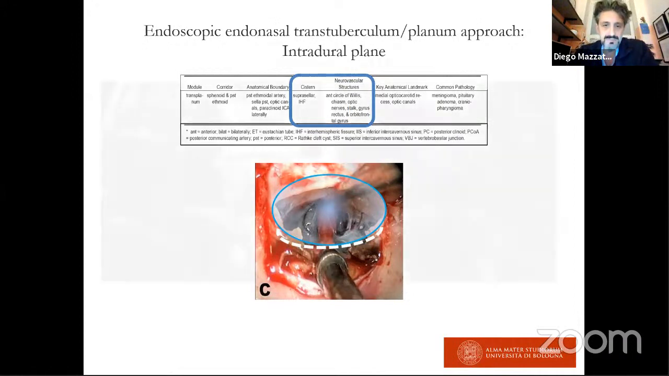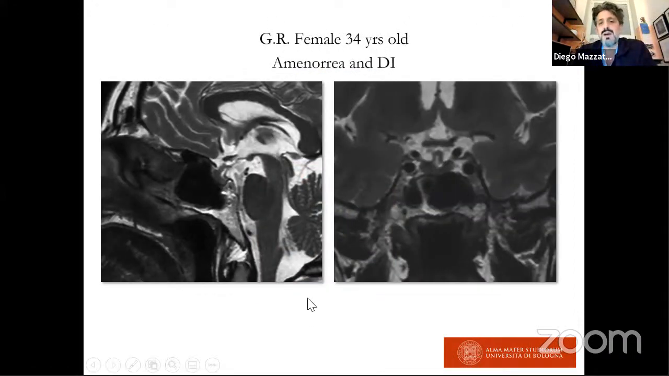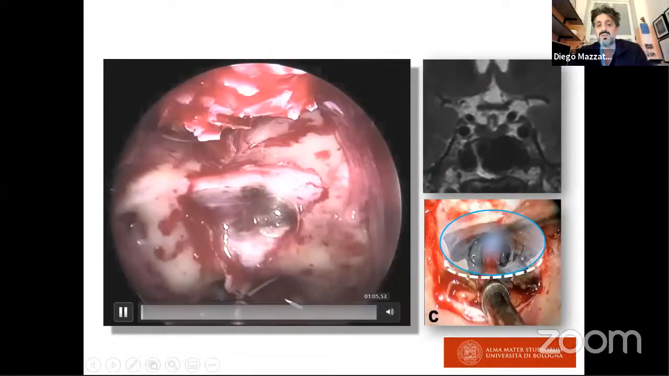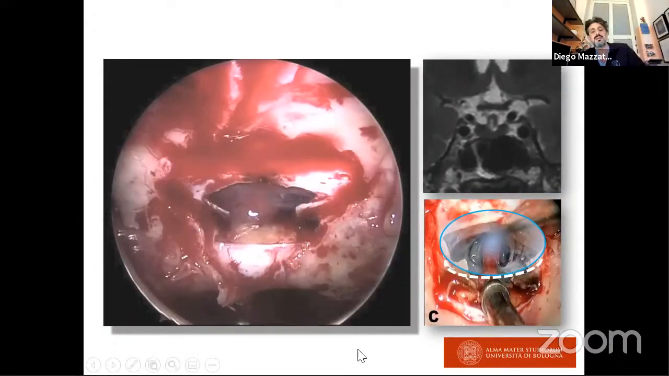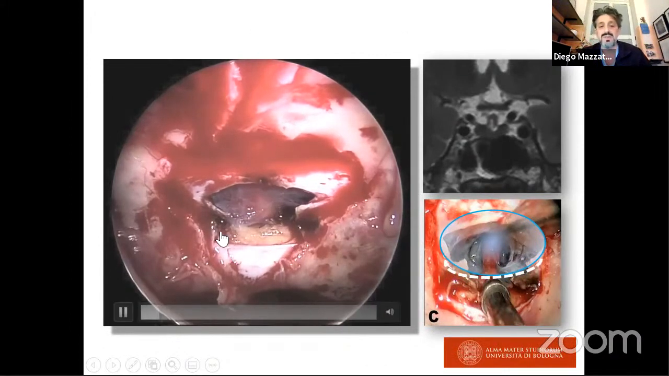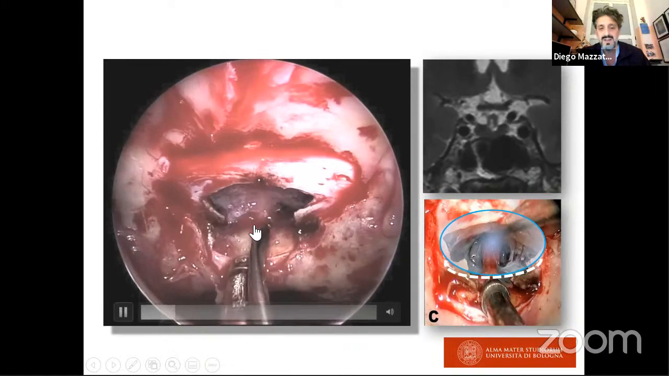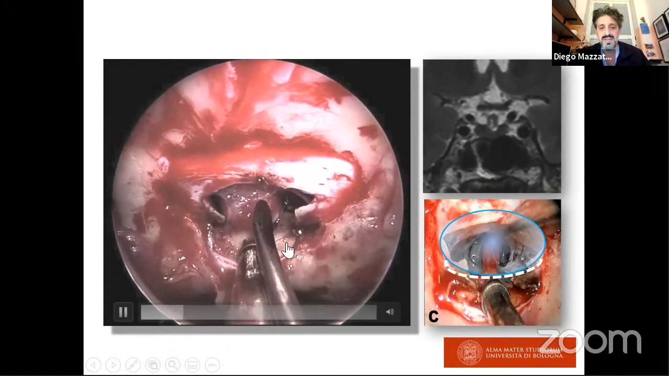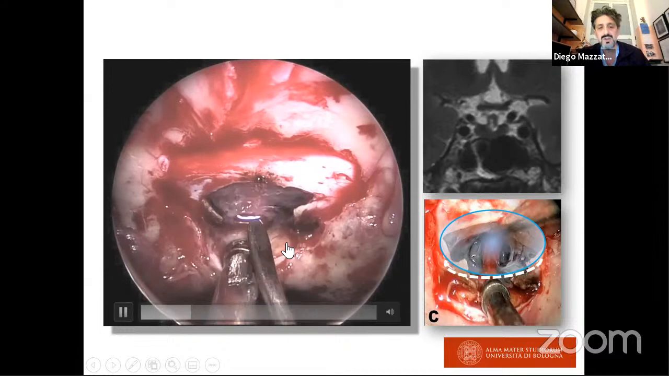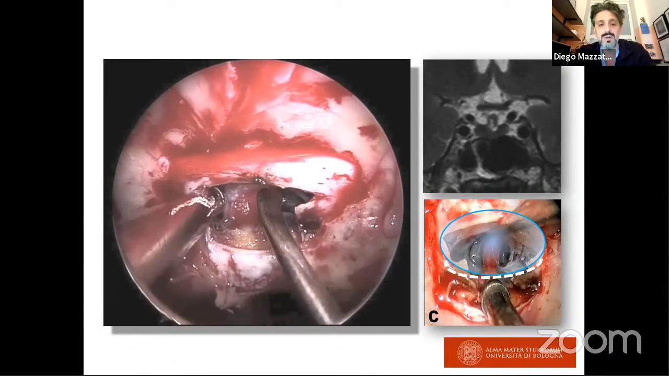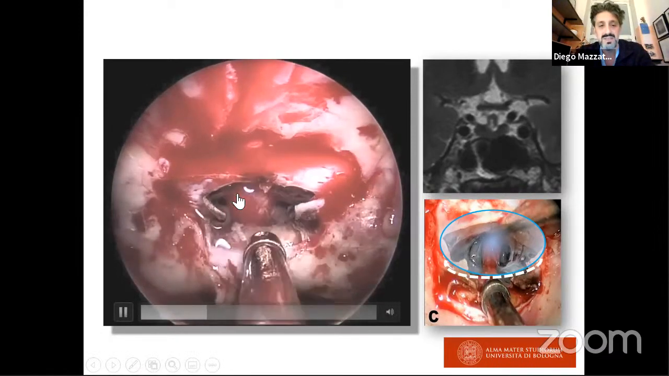This is a case of a young female, 34 years old, affected by amenorrhea and diabetes insipidus. As you can see, the tumor was located completely in the pituitary stalk. And after multidisciplinary discussion, we decided to perform surgery. You can see the sella turcica open, the diaphragma sellae open, the pituitary gland, the pituitary stalk, where the tumor is located, and the stalk is enlarged by the tumor itself.